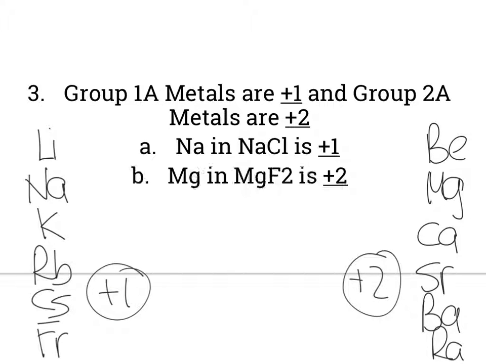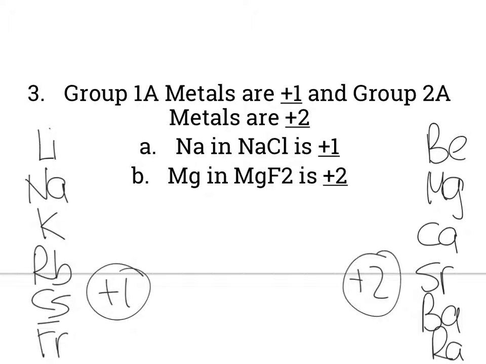Also, magnesium in MgF2, that 2 is supposed to be small, sorry about that. It's plus 2 because magnesium is a 2A metal. Elements by themselves are 0. If they're by themselves with a charge, they're their charge. And then the first column is a plus 1 and the second column is a plus 2. Or group 1A metals are plus 1, group 2A metals are plus 2.